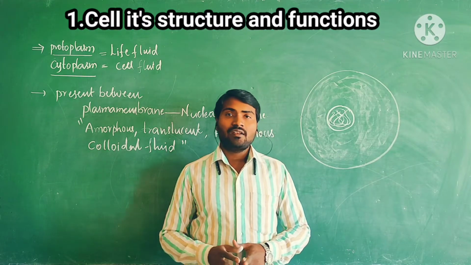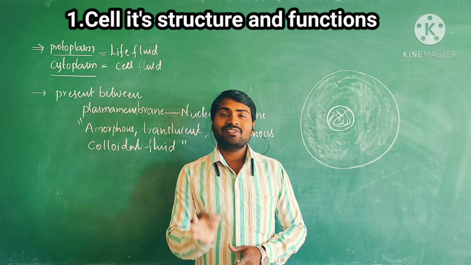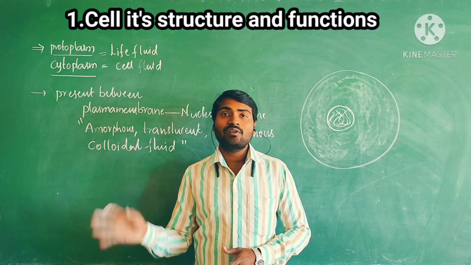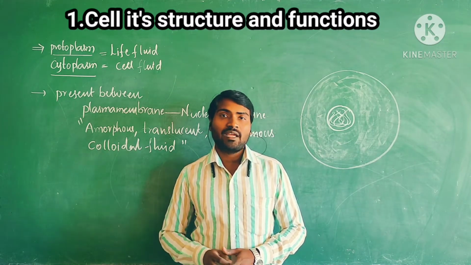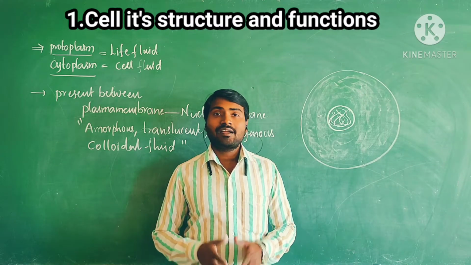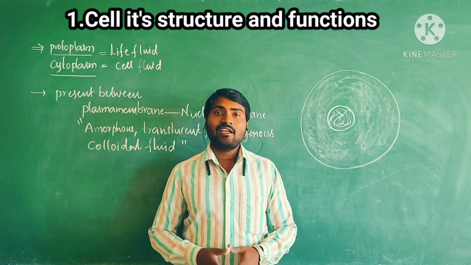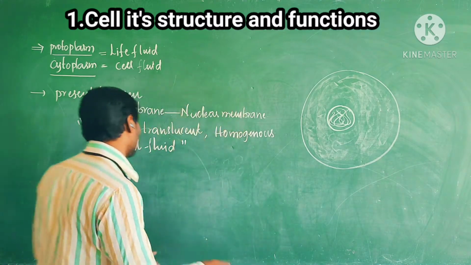In your 9th class level, simply you have to write the fluid portion of the cell which is present between the nuclear membrane and cell membrane is known as cytoplasm. This cytoplasm contains cell organelles as well as cell inclusions. Let us see what are those.